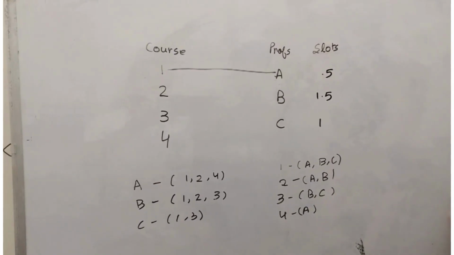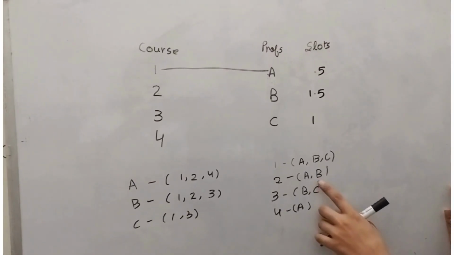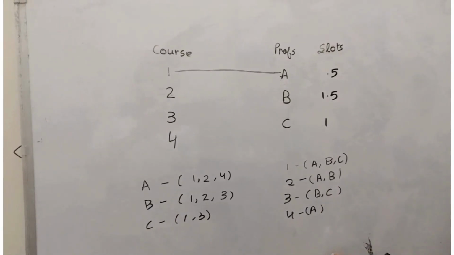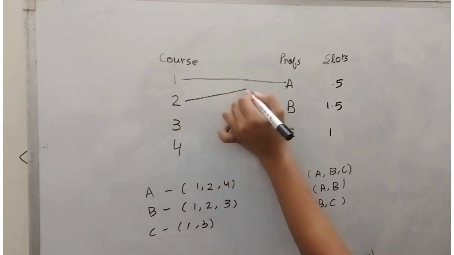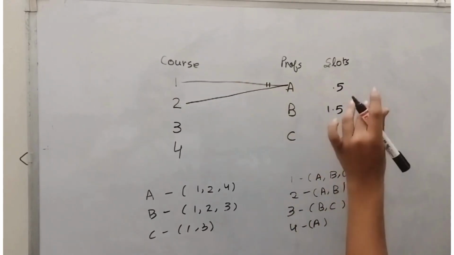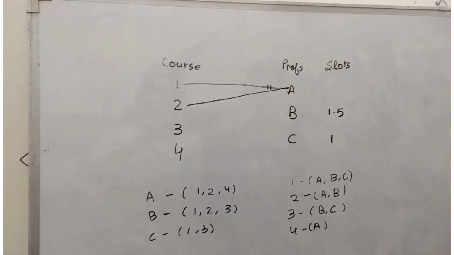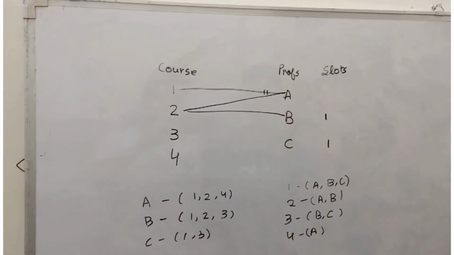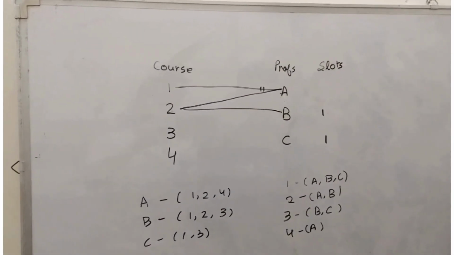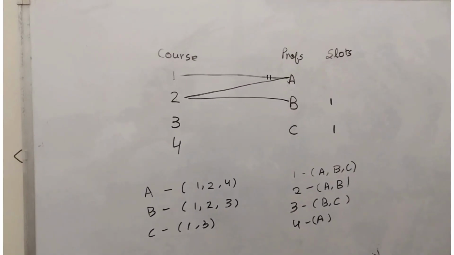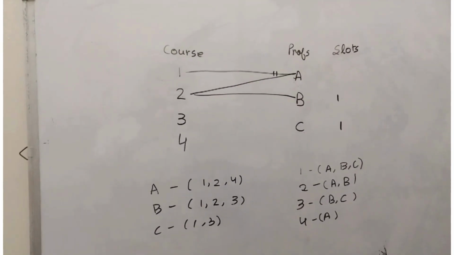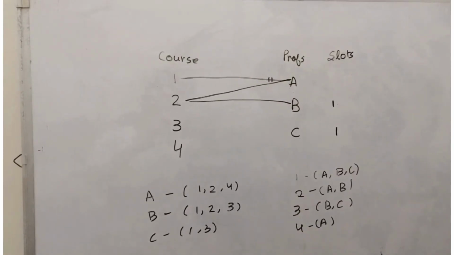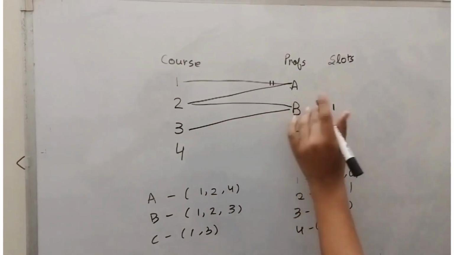Now we move to course number 2. We see that course number 2 can be allocated to professors A or B. Since professor A has 0.5 slots remaining, we allocate 0.5 of course 2 to professor A and the remaining 0.5 to professor B. After this allocation, professor B has one entire slot empty. Now we move to course number 3. We see that professor B has one entire slot empty and this can be used to fulfill course number 3. Thus we map course 3 to professor B.